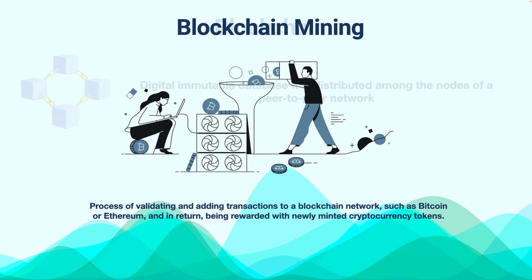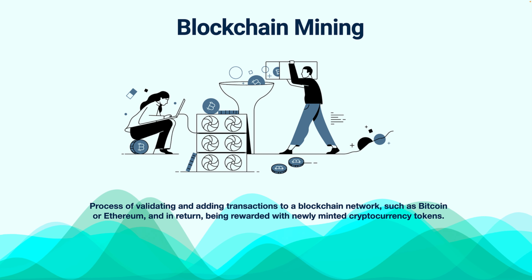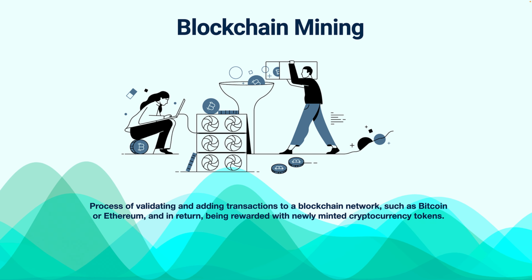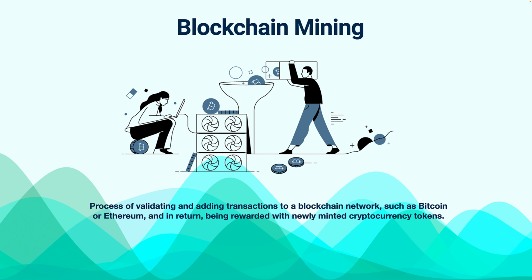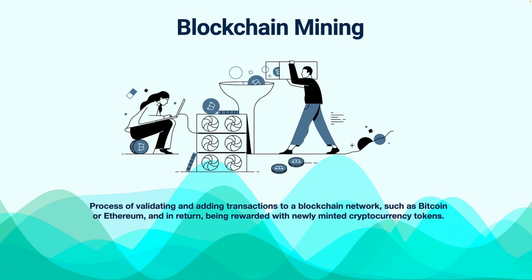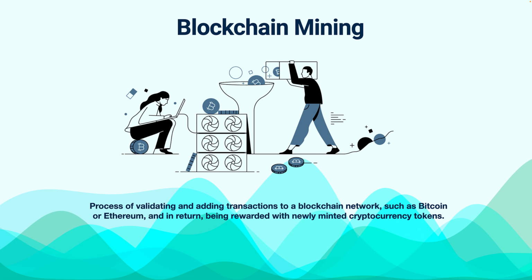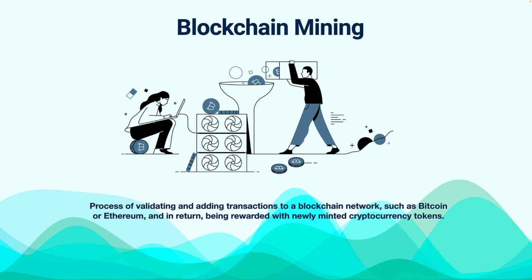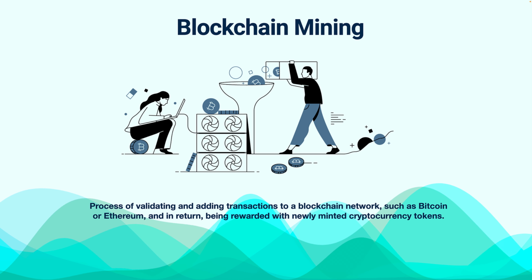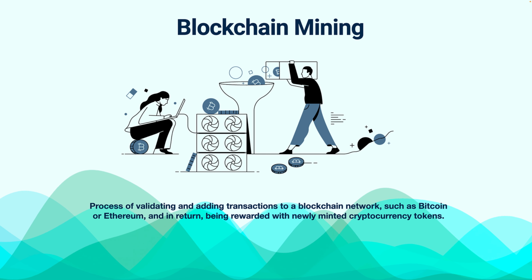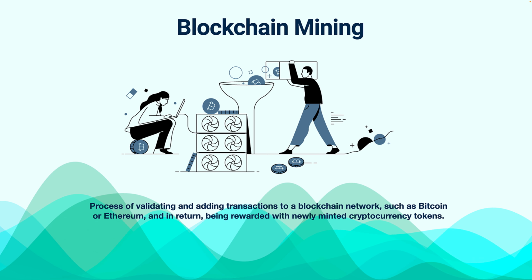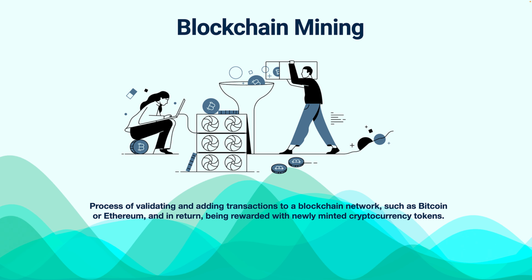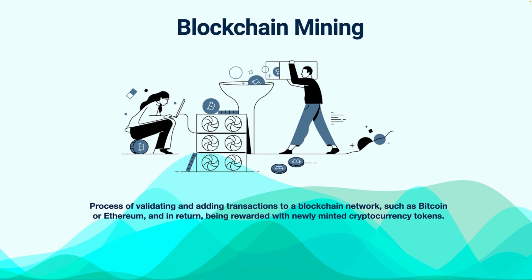So how does a transaction occur in blockchain? A blockchain transaction happens through a process called cryptocurrency mining. This is the process of validating and adding transactions to the blockchain network. It could be Bitcoin or Ethereum, and in return, miners are rewarded with a newly minted cryptocurrency token. It is a fundamental part of many decentralized cryptocurrencies, and this mining aspect is called the proof of work consensus algorithm.